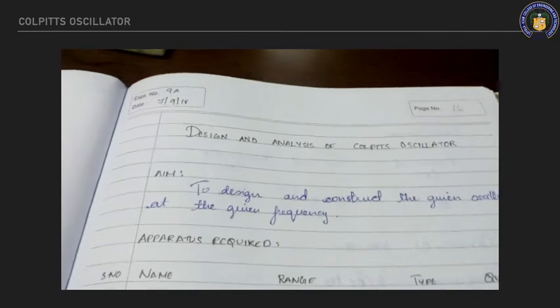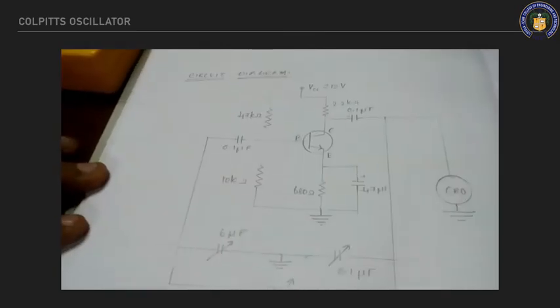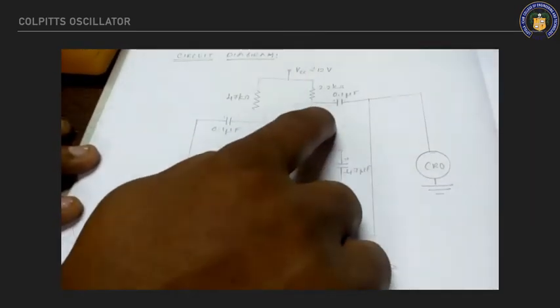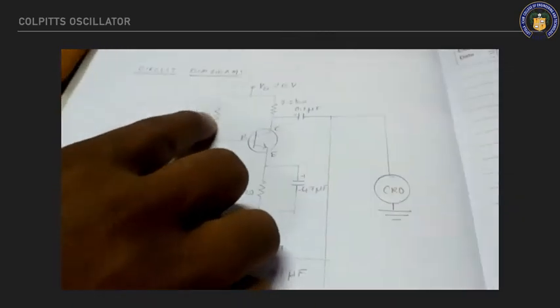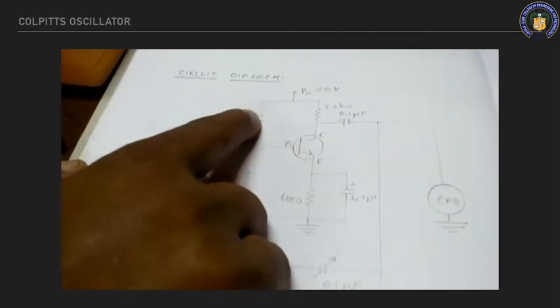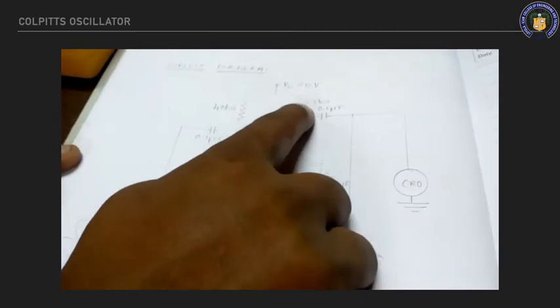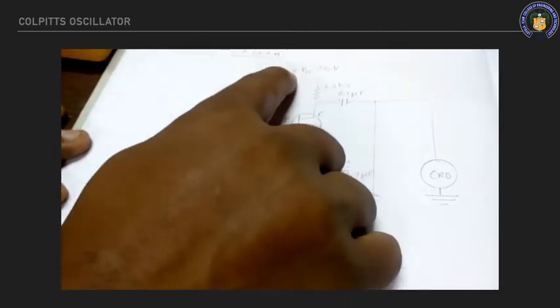Design and analysis of Colpitts oscillator. Circuit diagram of the Colpitts oscillator. The same procedure as for the Hartley oscillator. The transistor has emitter, base and collector. The same values for the base terminal: 47 kilo ohm and 10 kilo ohm. The 47 kilo ohm other end is connected to VCC, and at the collector terminal a 2.2 kilo ohm resistor, one end connected to collector, another end connected to VCC.